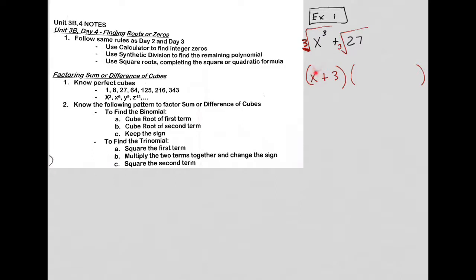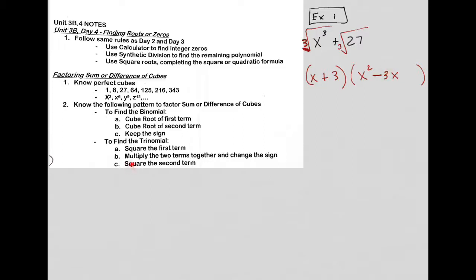So right here, first we start. Well, the notes tell you right here. It says square the first term. So what is the first term here? It's x. So we have x squared. Going back to the notes. Then it says multiply the 2 terms together and change the sign. Okay, so we have a 3 and an x. So 3 times x is 3x, right? And then you change the sign, so that'll be negative, because that would have been a positive 3x. So we change it to a negative 3x.